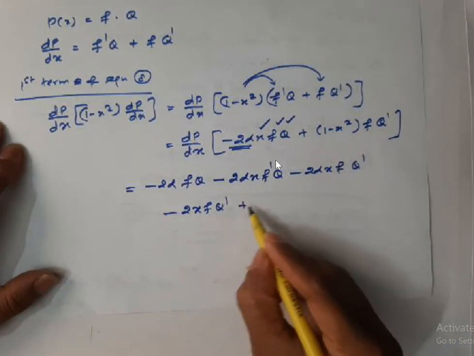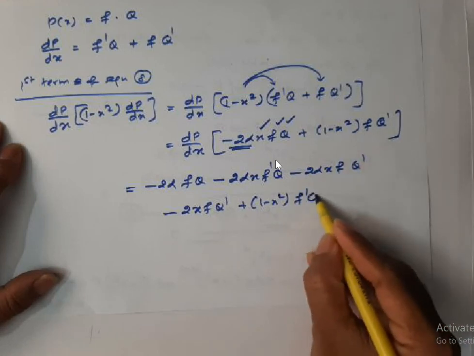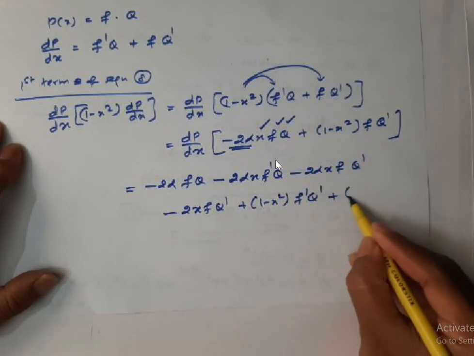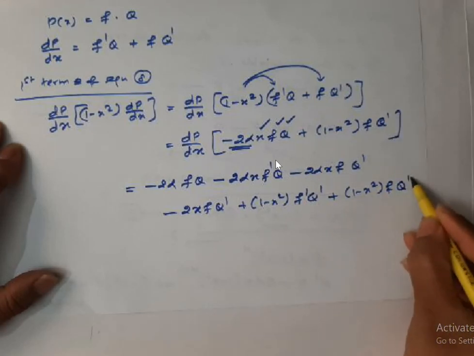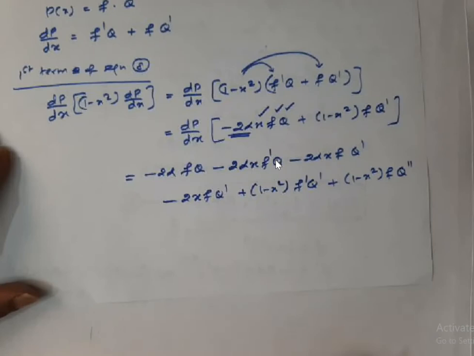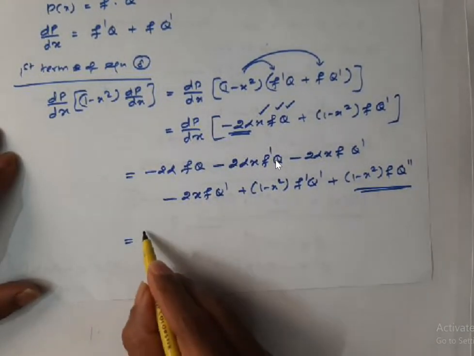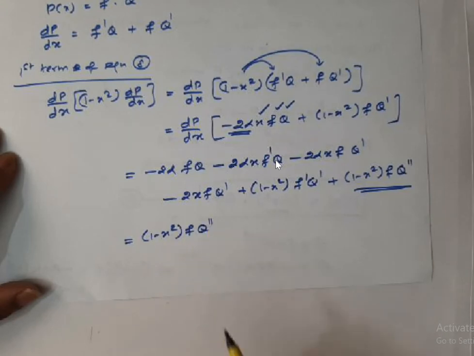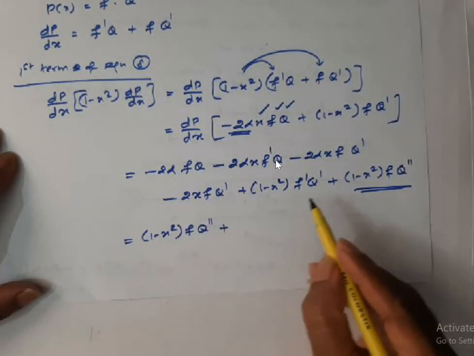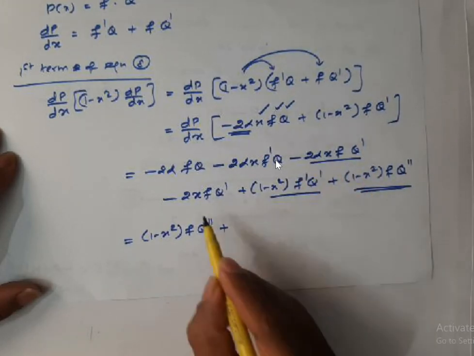Then plus 1 minus x square into, I'll differentiate f now, f dash q dash, plus 1 minus x square into f. If I differentiate q dash, I'll get q double dash. Okay, so we have got this term. Let me simplify this. I'll write that q double dash first. So 1 minus x square f q double dash plus wherever q dash is there, see I have q dash here, q dash here, q dash here.